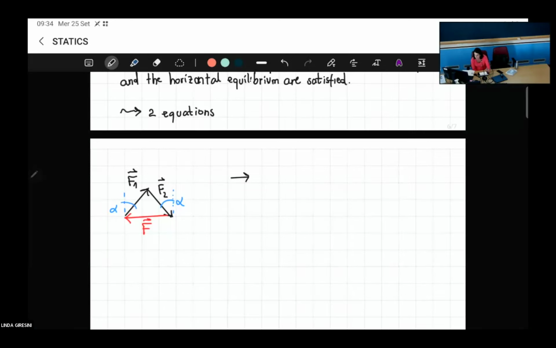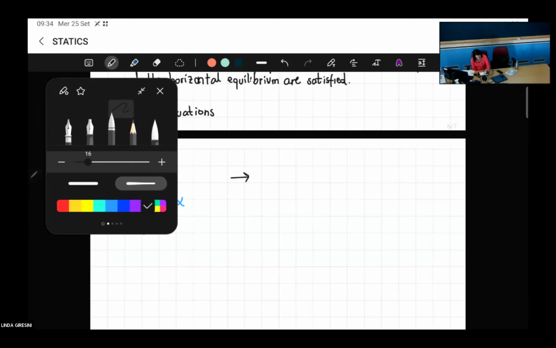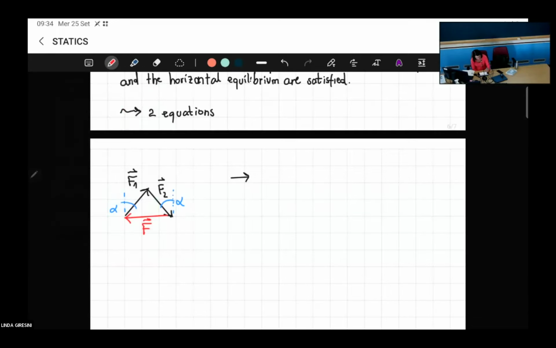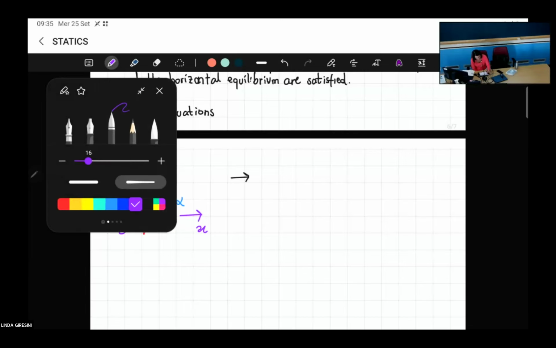In the horizontal direction, it's very important to consider the real sign of the forces. That's why we need axes. So let me write them. This will be the axis in the horizontal direction. Let's take this point as the origin, and this will be the y-axis in the vertical direction.